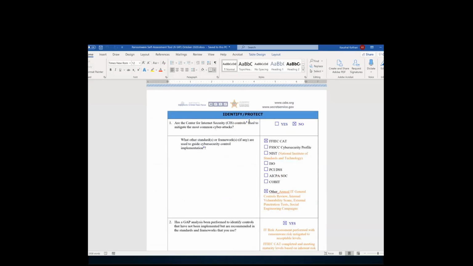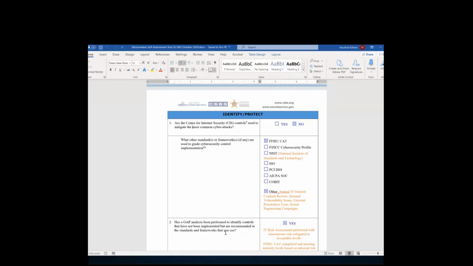In that first grouping of identify and protect, we're going to go through each number. They ask the question, are the Center for Internet Security controls used to mitigate the most common cyber attacks? Generally speaking, for all the community banks that we have been auditing, the answer is going to be no. Some of the banks that we work with subscribe to the CIS Top 20 controls. It's just another framework, and it's a very useful framework. The FFIEC CAT actually takes information from all these different frameworks and combines them into areas that they feel are relevant to financial institutions. So this isn't saying you have to go out and do this. It's just saying, are you doing that?